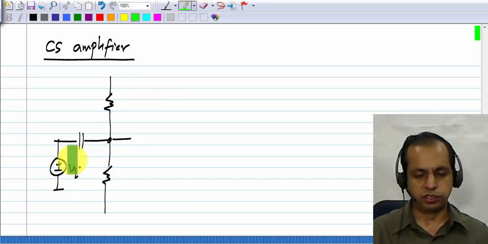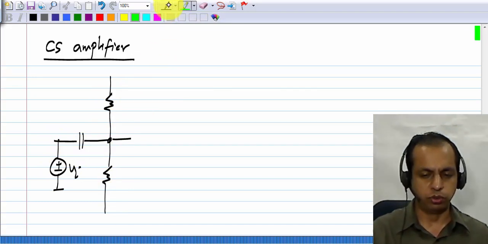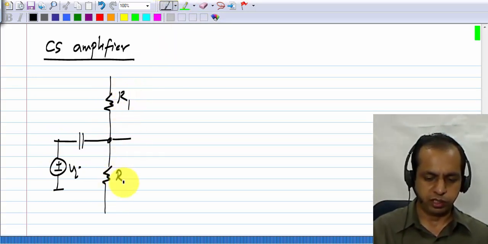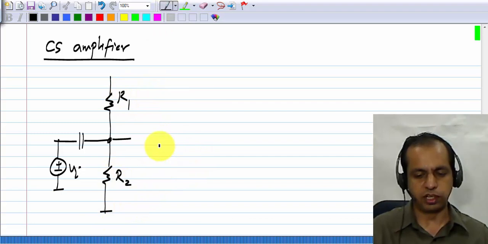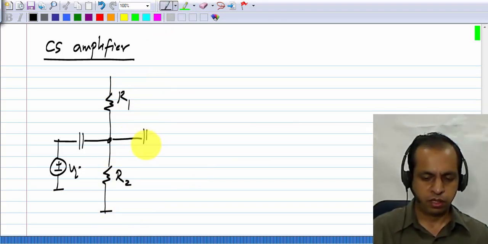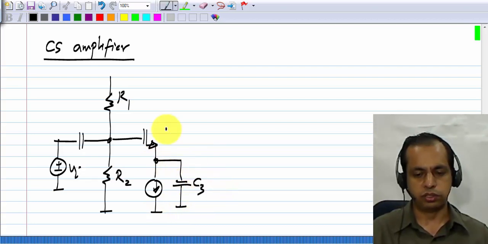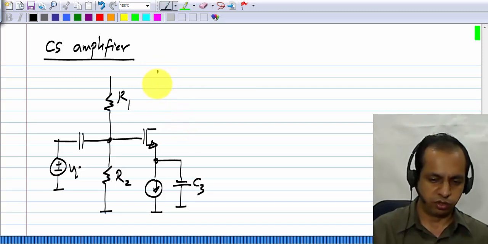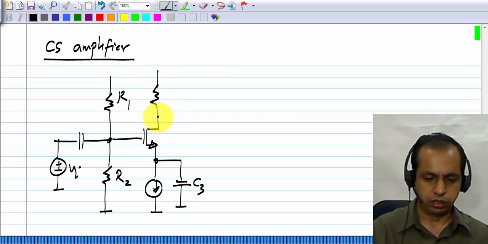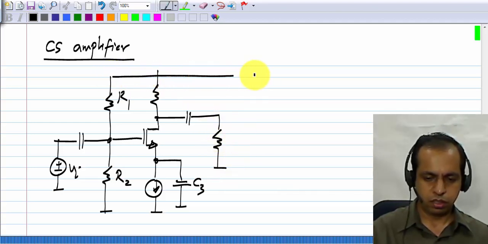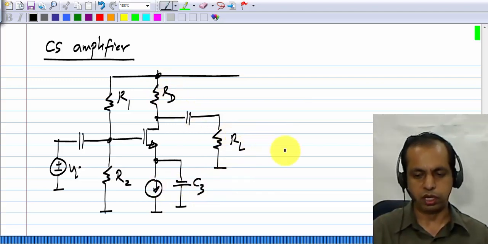To avoid the voltage division between RS, the internal resistance of the input source, and this R1 and R2, I will assume RS to be 0. This doesn't change the discussion in any fundamental way. And let me use source feedback biasing, and I use a large capacitor so that the source terminal is connected to ground. And I have some RD and some RL.